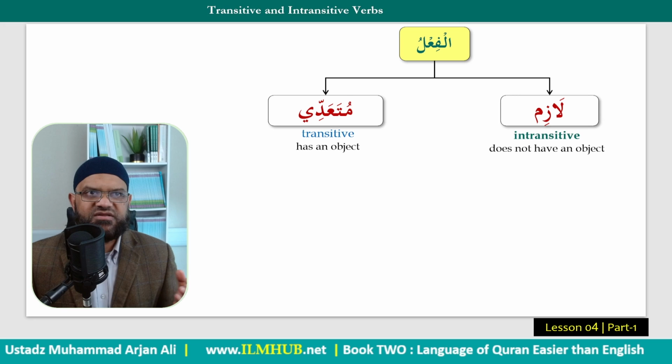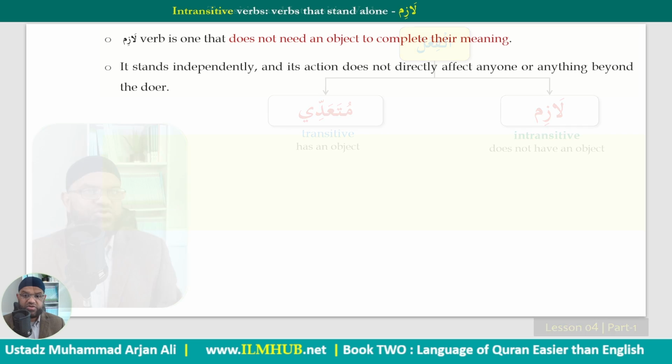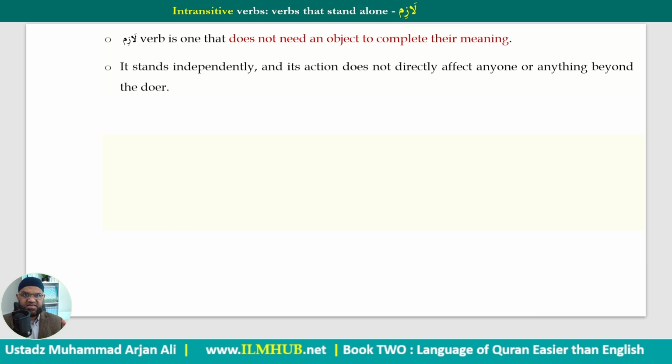So in Arabic, the verbs can be divided into two categories. Those that need an object to complete their meaning, and those verbs that don't need the object to complete their meaning. So the lazim verb, or a verb that is lazim, does not need an object to complete the meaning. That's all I want you to remember.